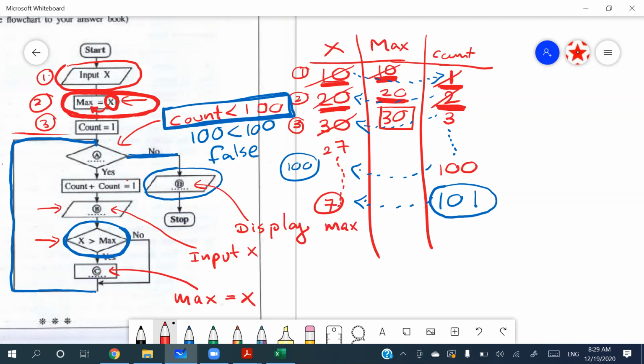Then it goes again and checks the condition, count less than 100. So it is 2, it is less than 100, so it is increased. It will become 3. Then we are asked to give another number. So we are giving 30. Then again it is checked whether 30 is larger than the max. Max is 20 for the moment. So it is larger. So 20 is replaced by 30. Right? ඔය විදිහට තමයි යන්නේ.